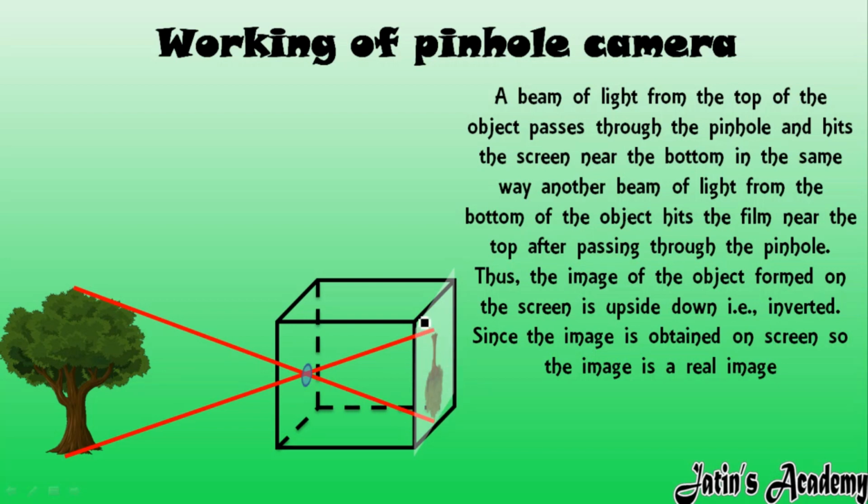But whatsoever image is forming on the screen, that image is upside down. Actually the object is like this, but the image formed is like this, or you can say an inverted image is formed. Inverted means an upside down image is formed, and the image is forming on the screen. Whenever I say images are forming on a screen, those images are nothing but real images. So in a pinhole camera, first of all an inverted image is formed, and secondly the image formed is a real image, meaning the image which forms on the screen. So this is the working of the pinhole camera.